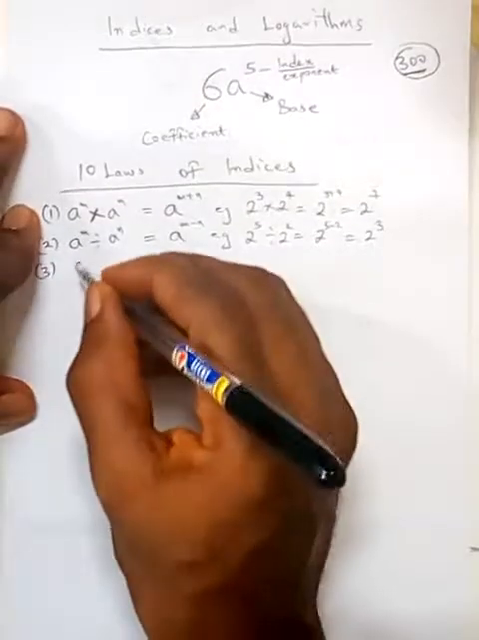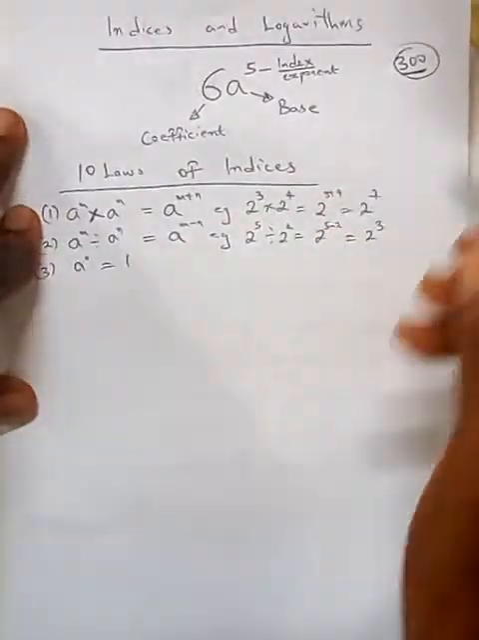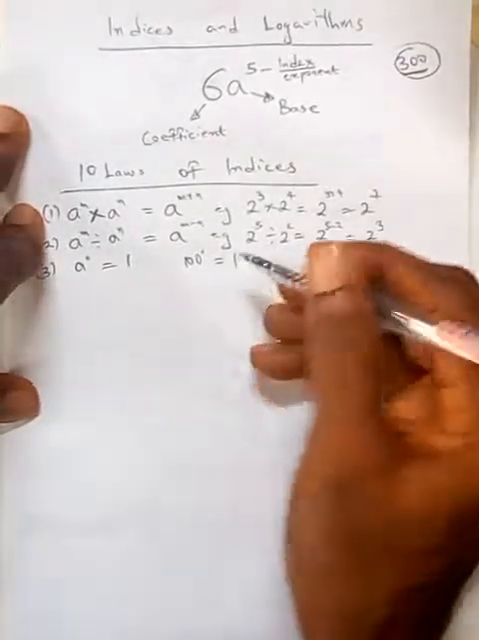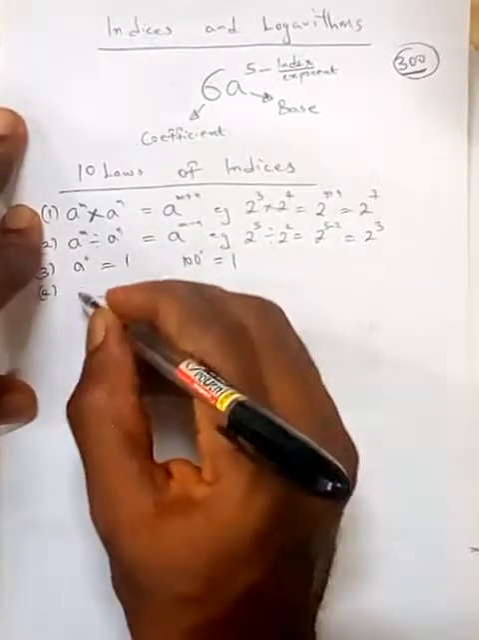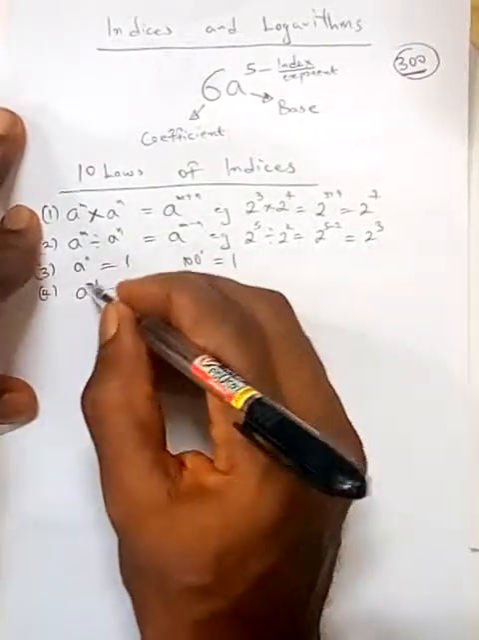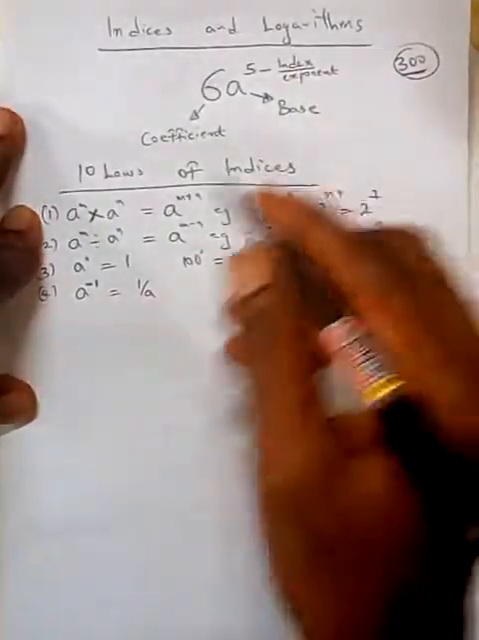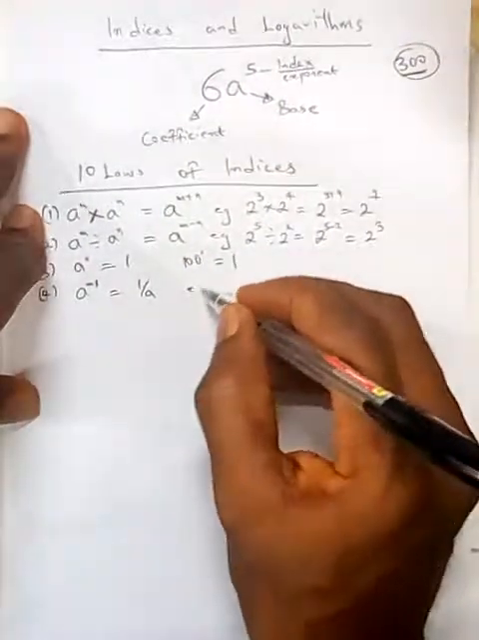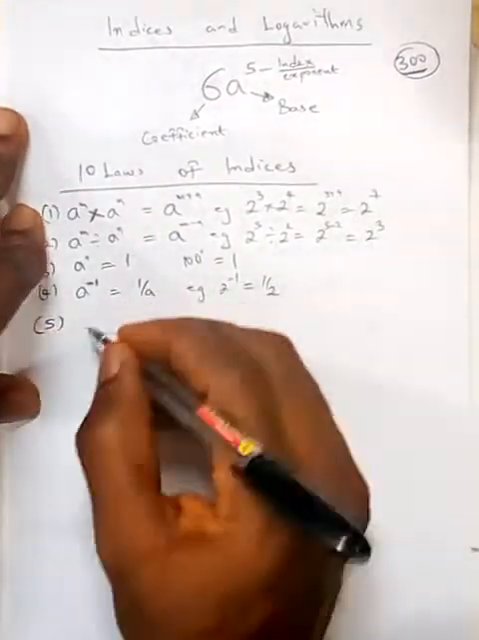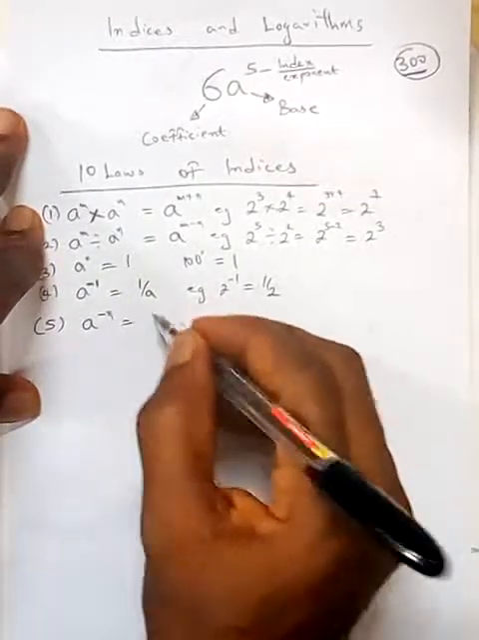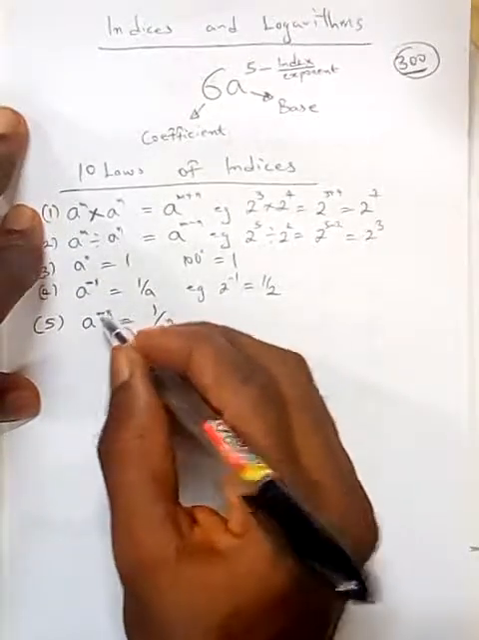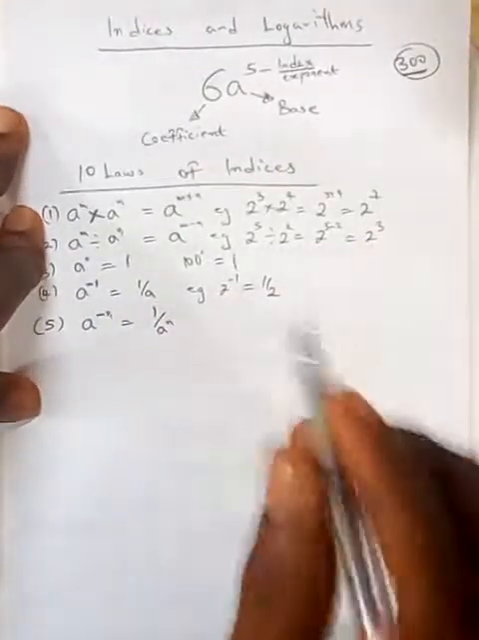Law 3: anything raised to power 0 is 1. Anything raised to power 0. 100 raised to power 0, 2 raised to power 0 is 1. Law 4: a raised to power minus 1 is 1 over a. Because of this minus at the power, you have 1 over. For example, 2 raised to power minus 1 is 1 over 2. Hope you understand. Law 5: a raised to power minus n is 1 over a raised to power n. Because of this minus, when you have a minus at the power, you have 1 over. Take note.